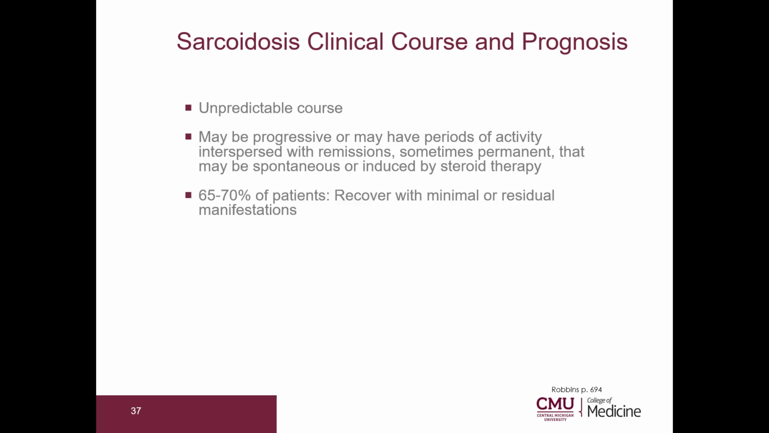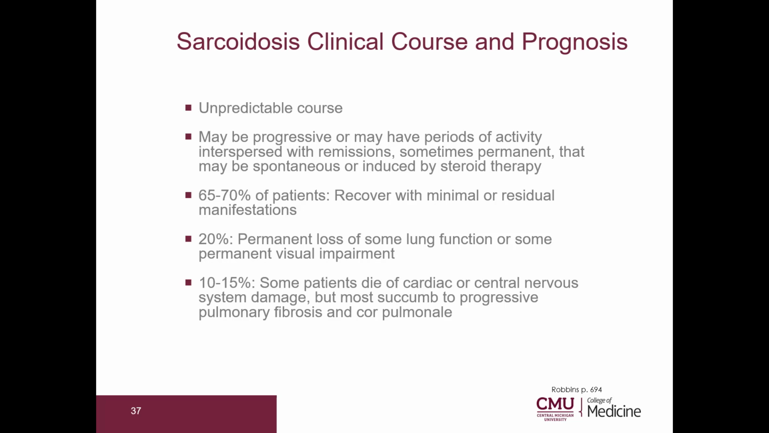65 to 70% of patients will recover with minimal or residual manifestations. 20% of patients will have permanent loss of some lung function or some permanent visual impairment. 10 to 15% of patients may die of cardiac or central nervous system damage, but most will succumb to progressive pulmonary fibrosis and cor pulmonale.